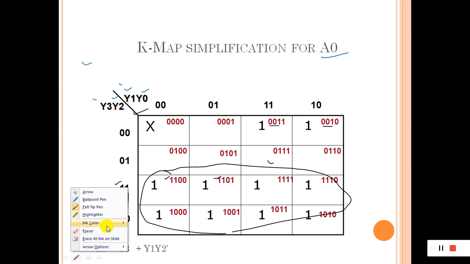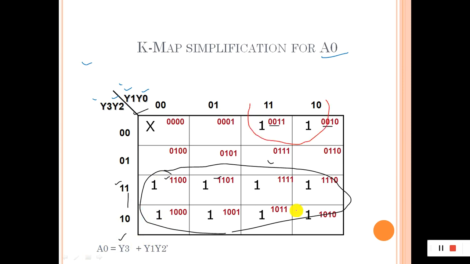I will try to find the other pair of ones, that is, check this one and this one. This is the other pair of ones, that is an octet. So this is the octet. When you remove, check which variable is varying and which is constant. So we will just find the I1 Y2 bar, this one. This is simple, right?